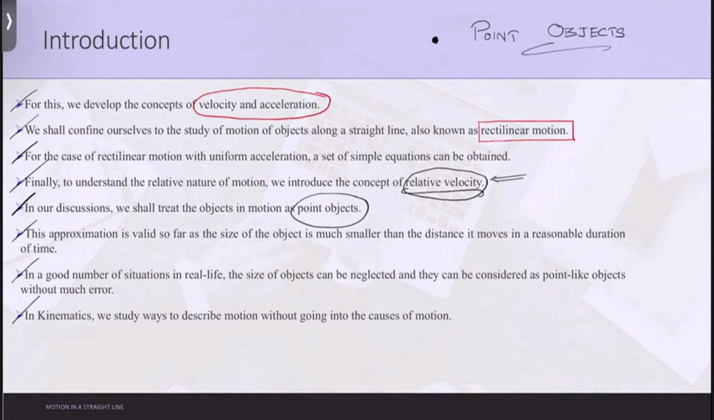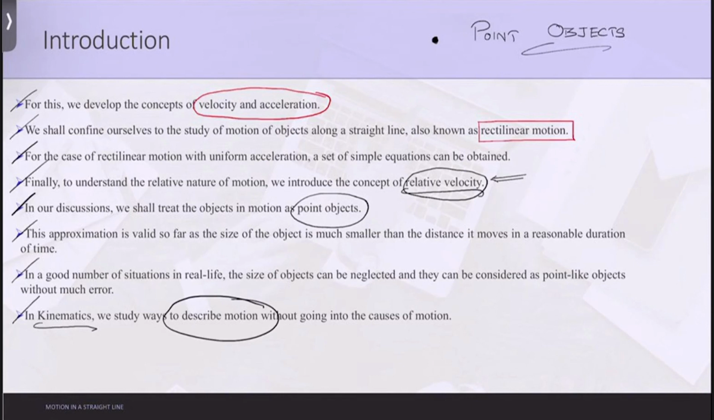This is the part of physics which deals with the motion of objects, or how an object moves from point A to point B. It could be a straight line, circular motion, or projectile motion. You will understand projectile motion, I guess, in the third chapter, motion in a plane. All these things are encapsulated in a branch of physics called kinematics. So in kinematics, we study ways to describe motion without going into the causes of motion. We are just trying to describe the motion.